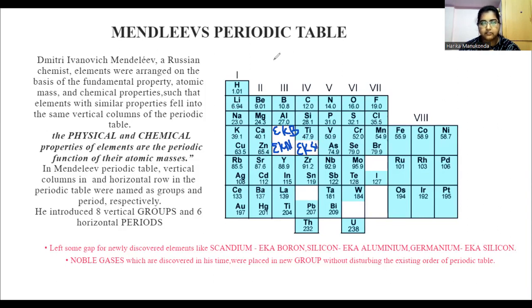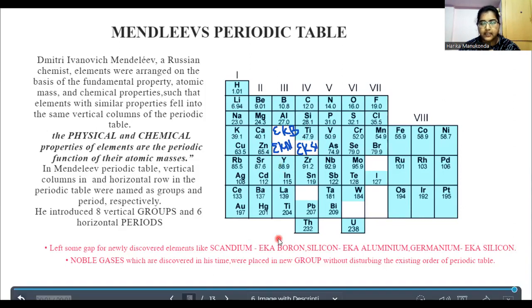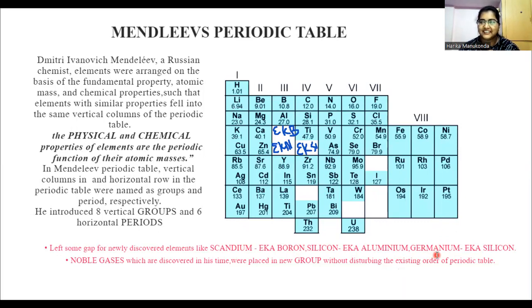In the place of Eka boron, a new element was discovered called scandium. In the place of Eka aluminium, a new element was discovered known as gallium. In the place of Eka silicon, the new element placed was germanium. So he was a very anticipating and optimistic scientist, we can guess like that.